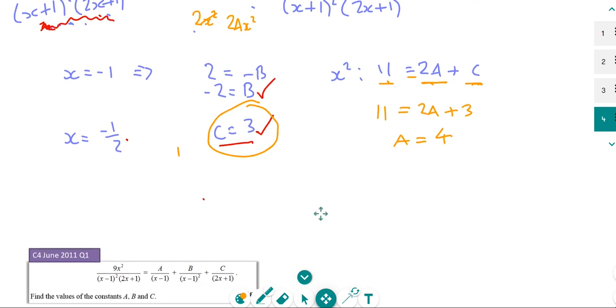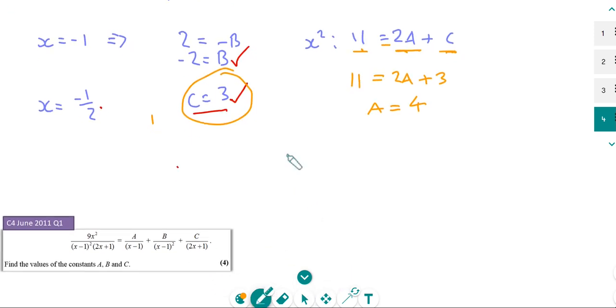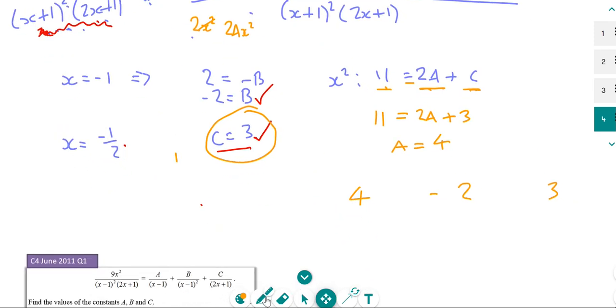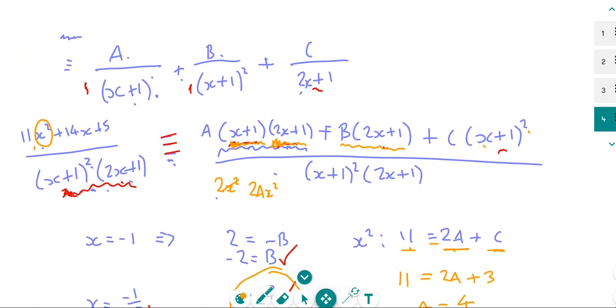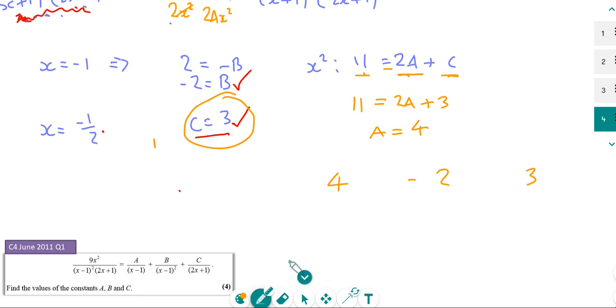What can we do? Hopefully we've got enough time to fit this into the video, but we can put all of this into our final answer. So 4, minus 2 and 3, those were our values. And it goes over, let's just double check this a second. It goes over x plus 1, x plus 1 all squared, and 2x plus 1. And that's our final answer.